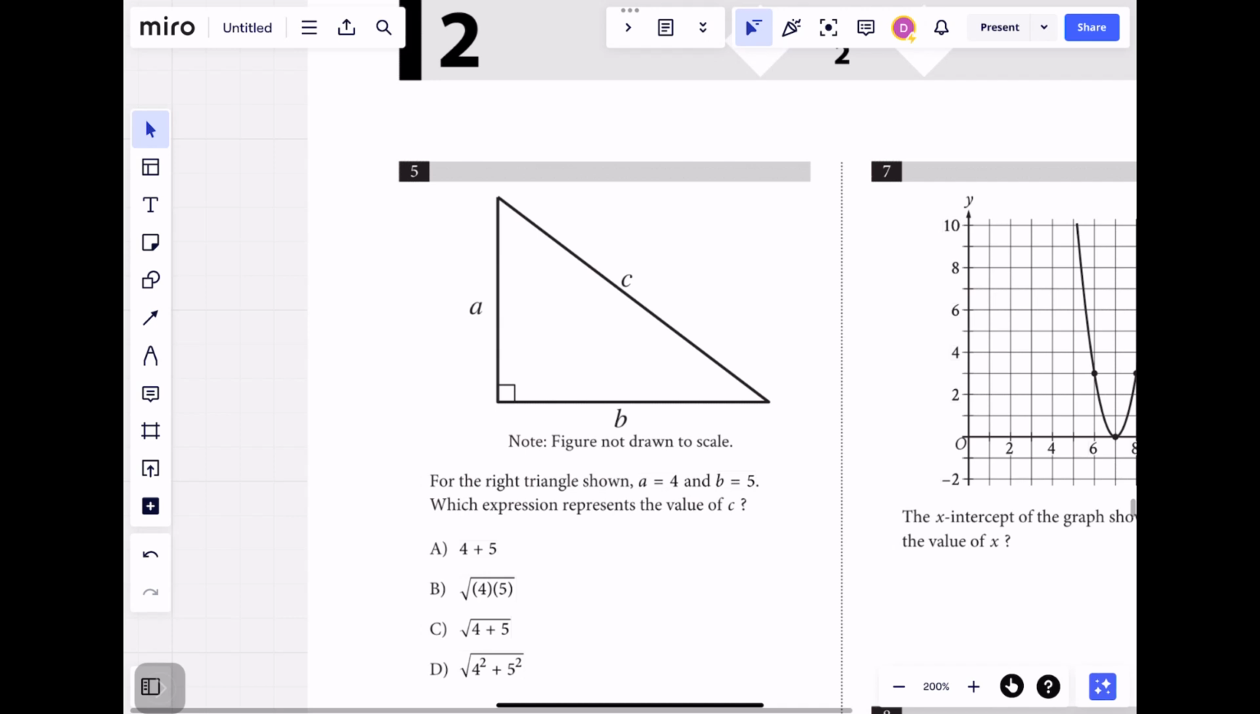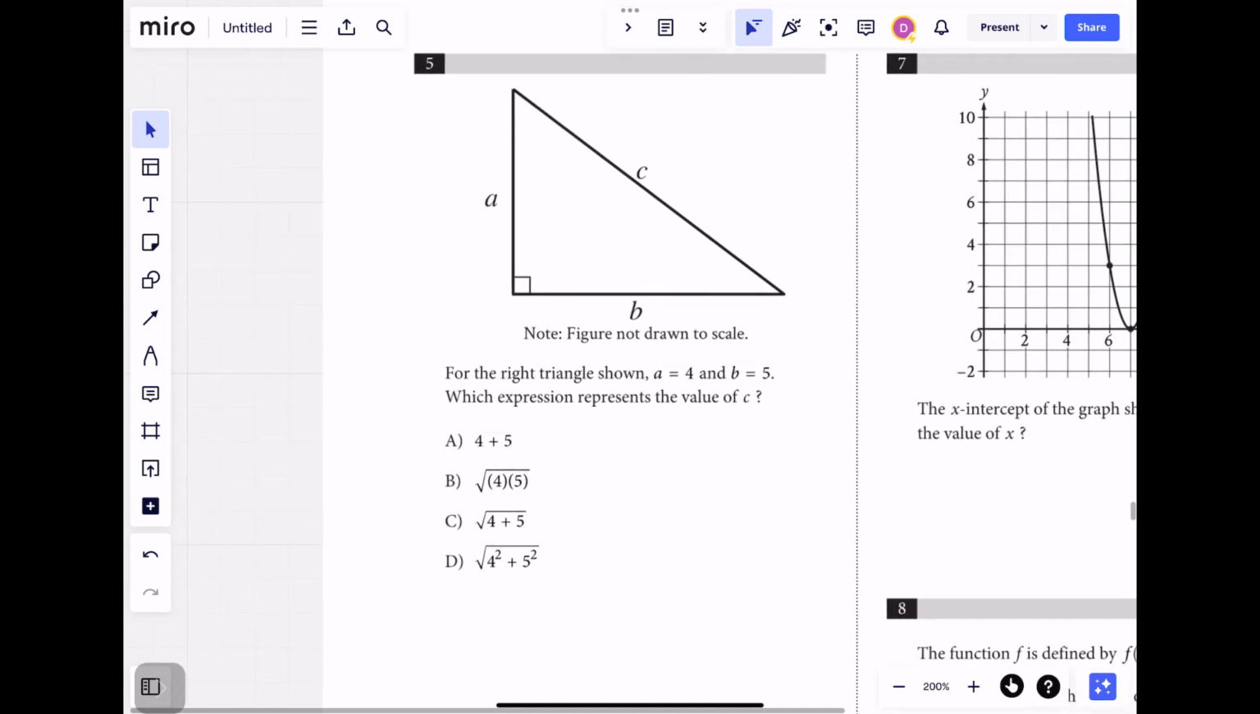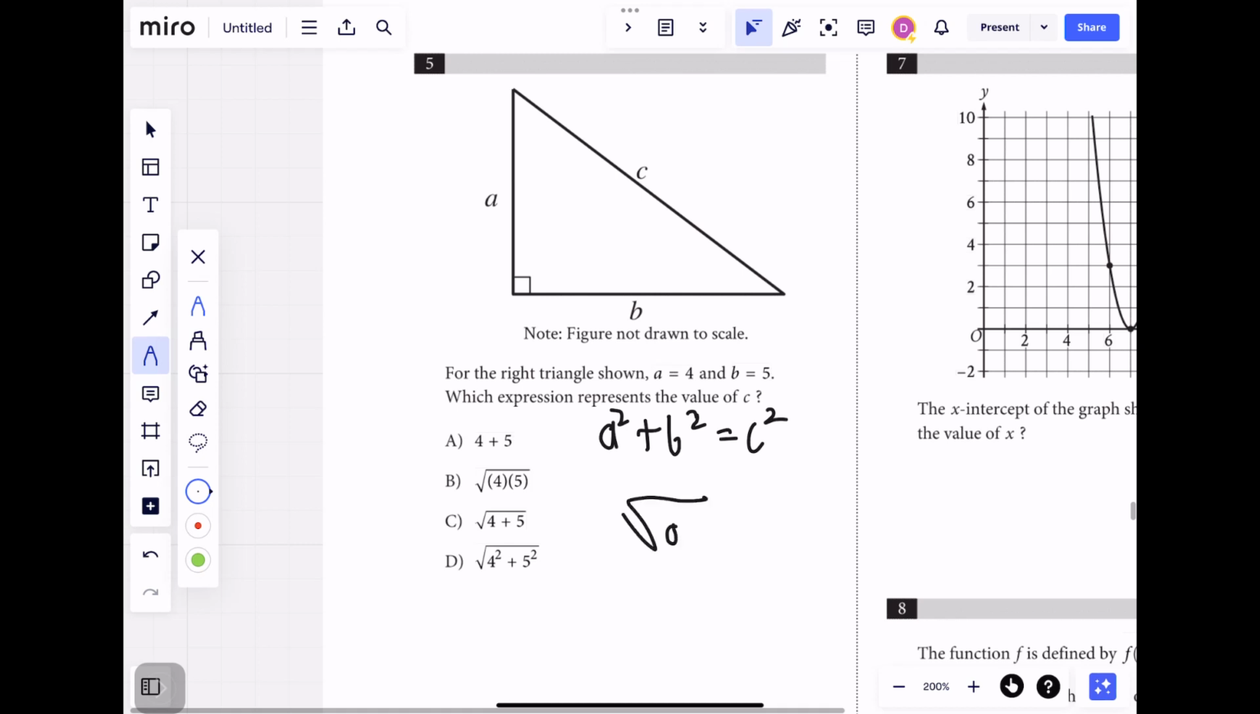For the right triangle shown, A equals 4, B equals 5. Which expression represents the value of C? So for this, we have to know the Pythagorean theorem, which is a squared plus b squared equals c squared. And if we're trying to find c, then we find the square root of everything. So it'd be the square root of a squared plus b squared equals just c, which is, in this case, 4 is a and 5 is b, so it'd be D.